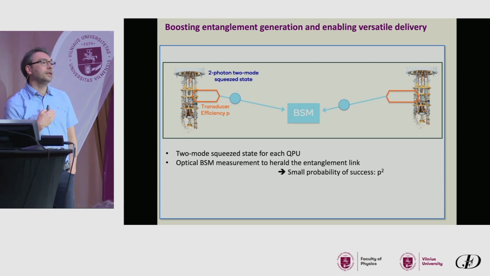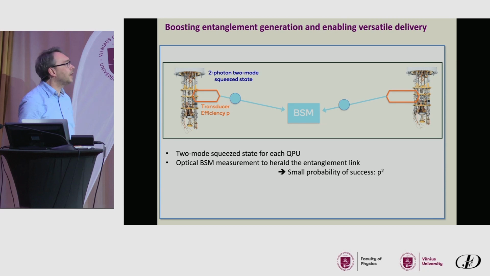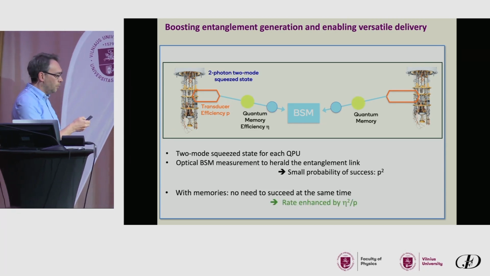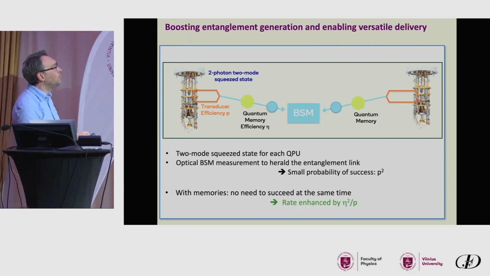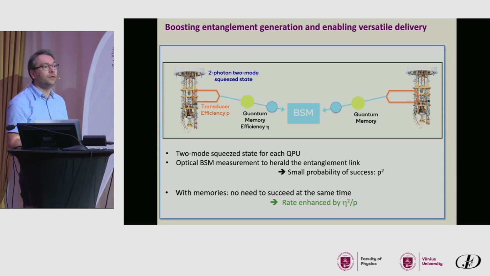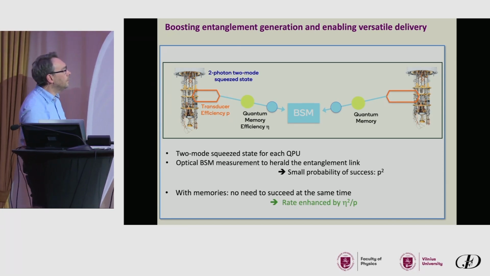And then you want to make a Bell state measurement with these two photons in the middle to make entanglement between these two QPUs. But these photons are not emitted at the same time. So the idea of a quantum memory is to resynchronize them with some heralding coming from the QPU itself. And then you can enhance in this way the rate of success of this measurement. If you make the calculation with two QPUs like that, the rate is enhanced by the memory efficiency squared divided by the small probability p.